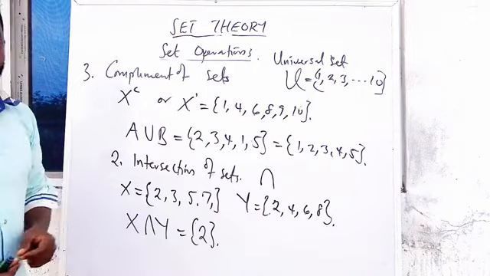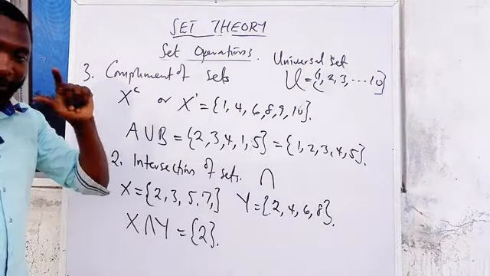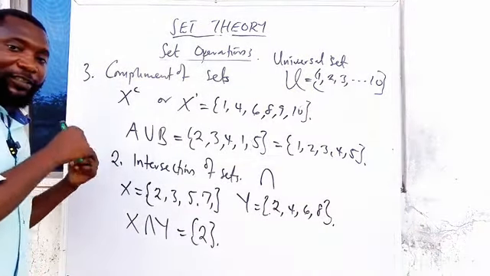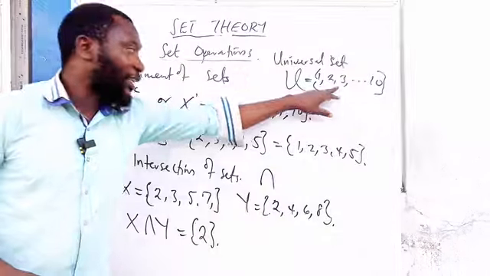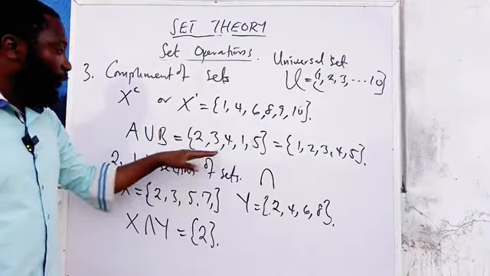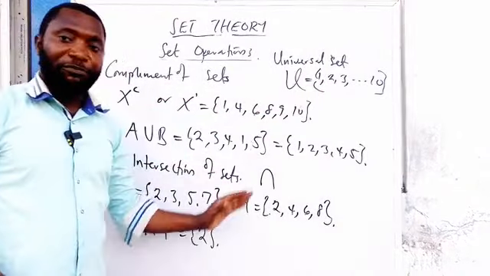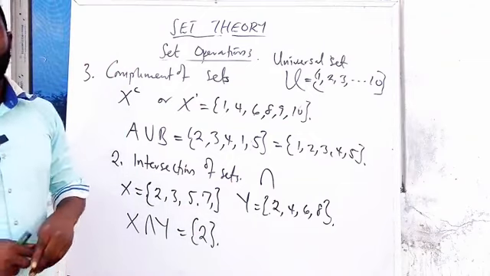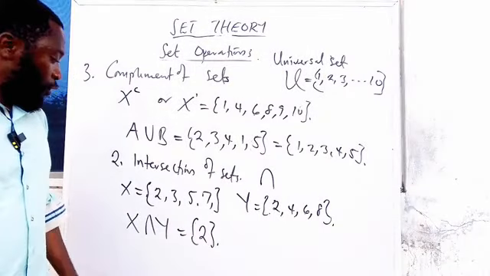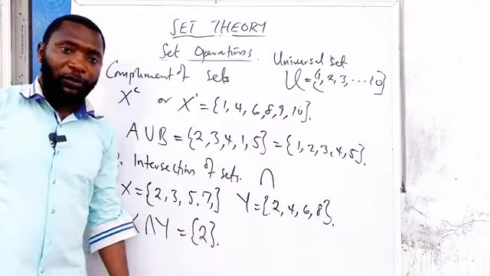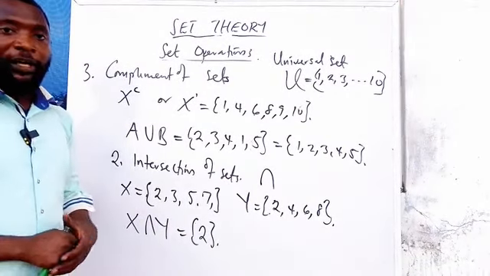So they are members of universal set that are not in the given set. So complement of X are members of universal that are not in X. Complement of B are members of universal that are not in B. And that is simply what complement of a set is. So in the next class again, we consider some other operations.